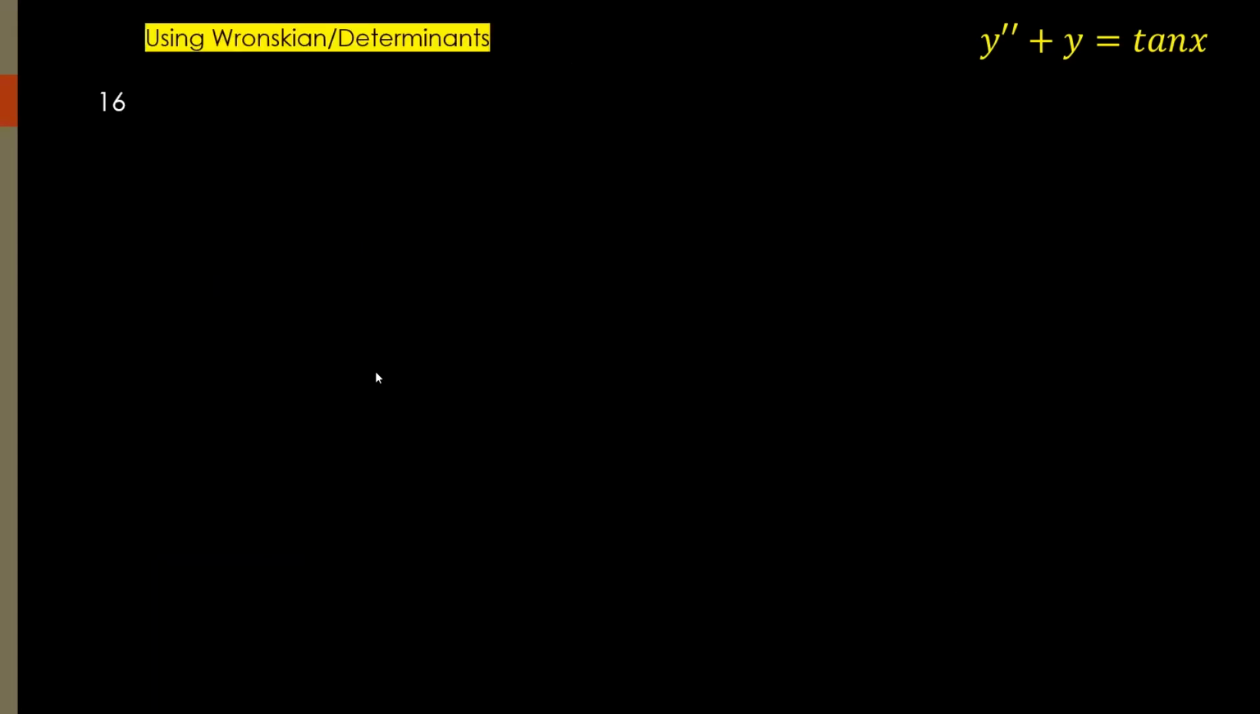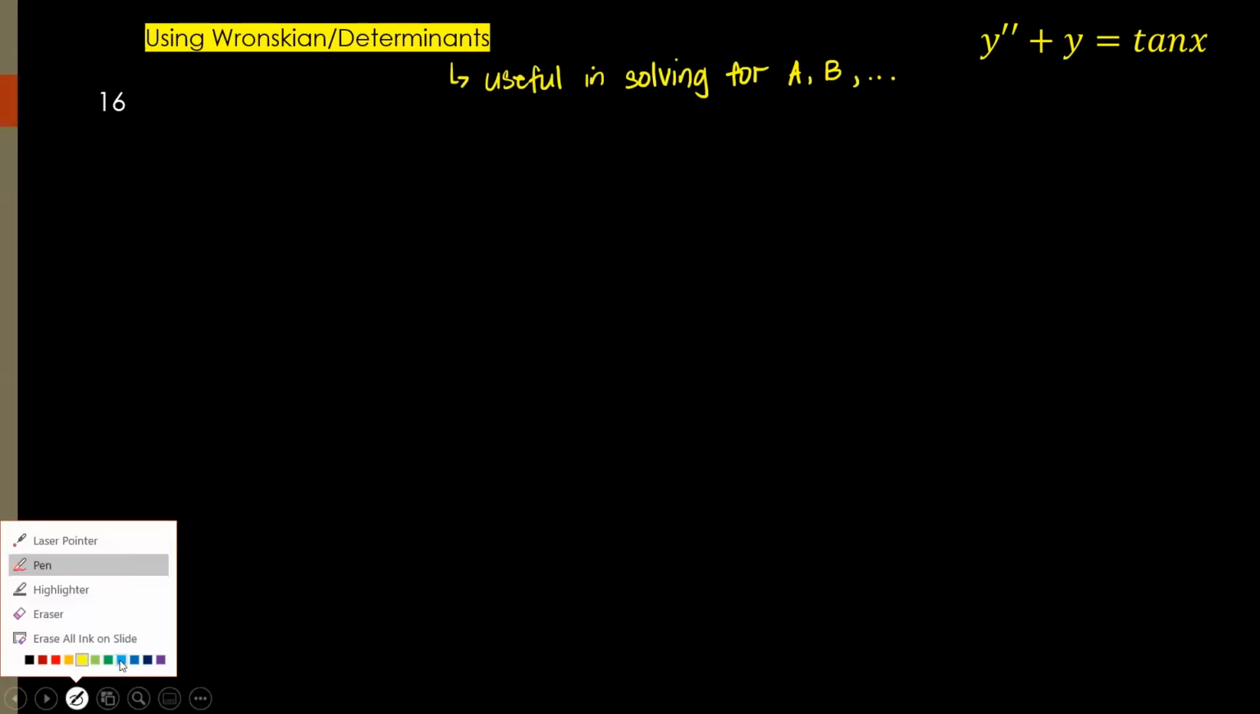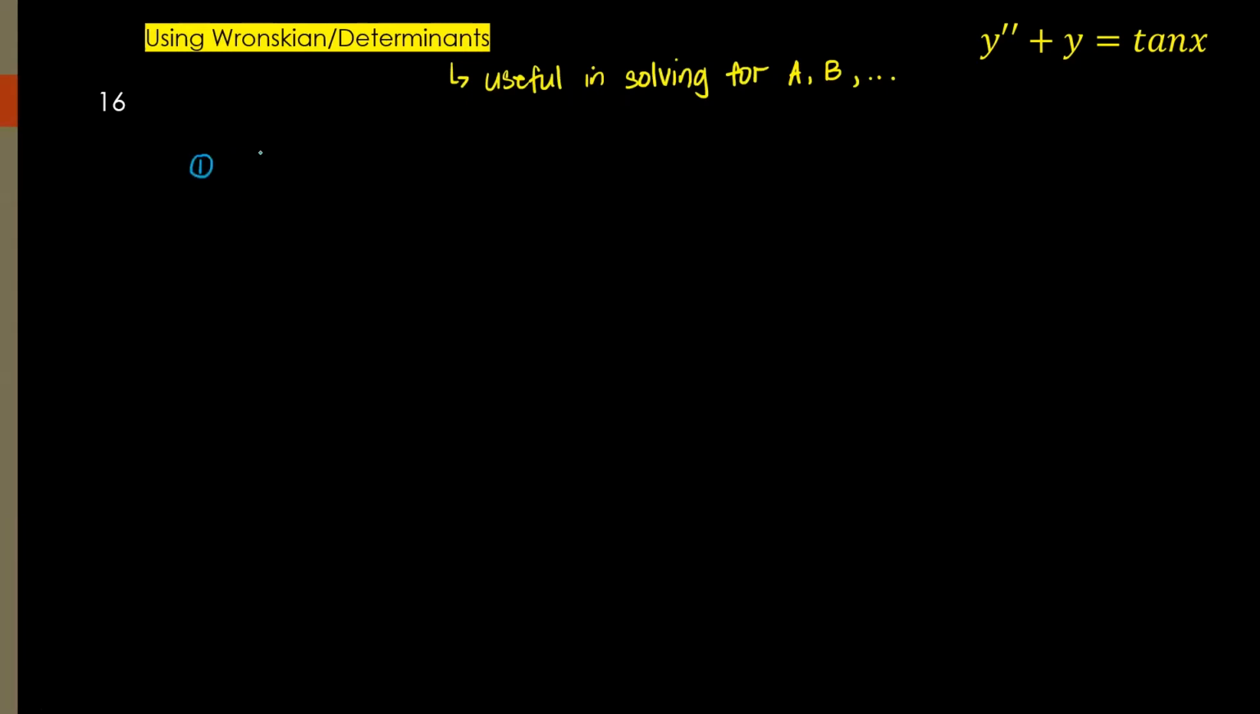Actually, I'll introduce to you another technique, which is what you call using the Wronskian or the determinants. Right? This is actually very useful when we are solving for A, B, and so on. So let's try to just recall. You know that earlier we had two equations.